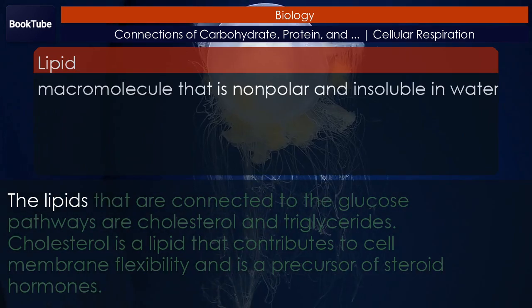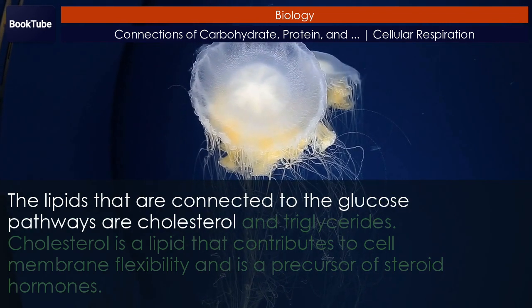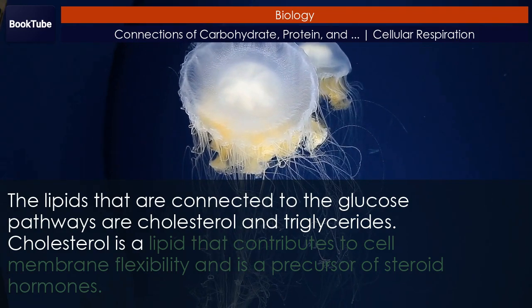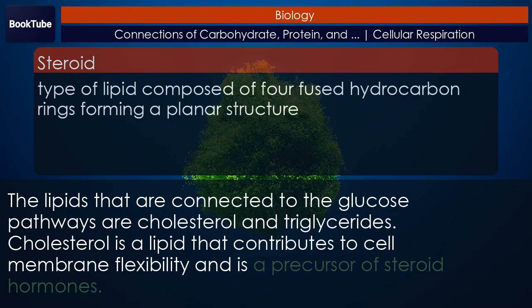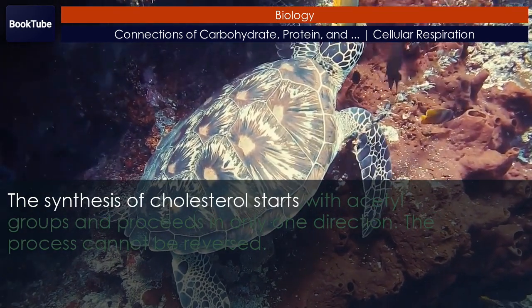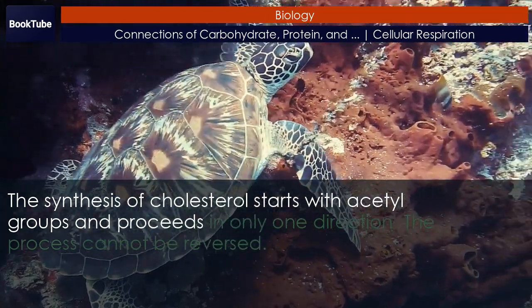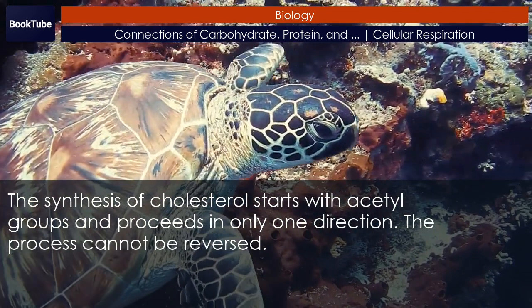The lipids that are connected to the glucose pathways are cholesterol and triglycerides. Cholesterol is a lipid that contributes to cell membrane flexibility and is a precursor of steroid hormones. The synthesis of cholesterol starts with acetyl groups and proceeds in only one direction. The process cannot be reversed.